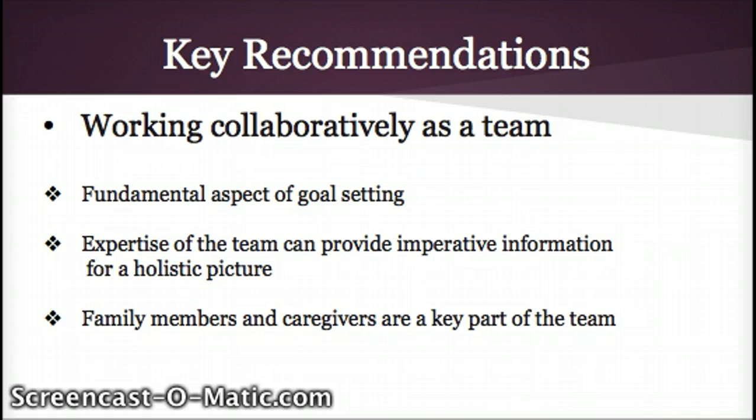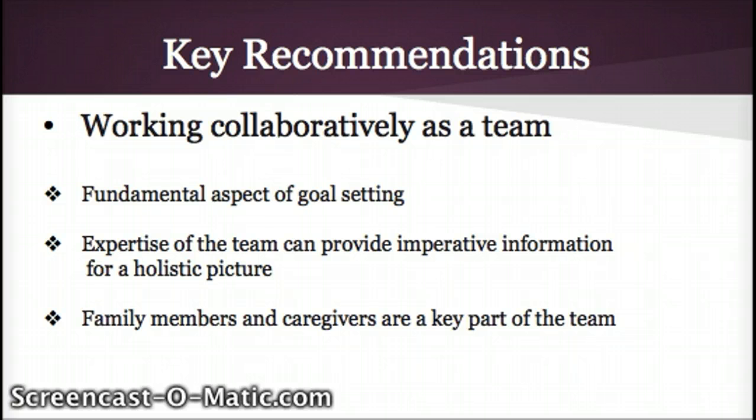Working collaboratively as a team is another fundamental aspect of a client-centered approach. The views, opinions, and expertise of a multidisciplinary team can provide information that is imperative to implementing the most appropriate AAC services to suit the needs of the client in terms of meeting their clinical presentation. Other members of the collaborative team may be occupational therapists, physiotherapists, and teachers.